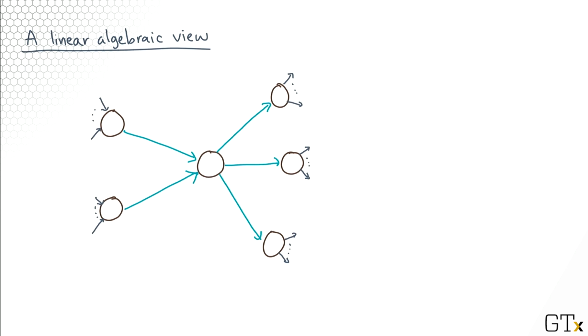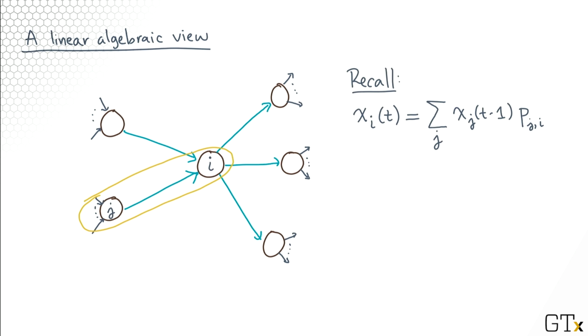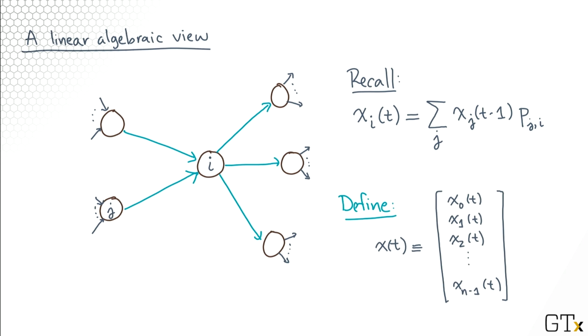Now recall the problem of a random surfer traversing a graph. The chance that he or she is on a given node i is given by this summation. For all nodes j that go to i, the product of x_j(t-1) and p_ji. Now let's consider the x_i(t) and x_j(t-1) to be variables. Define a column vector, x(t), whose entries are all the individual x_i(t) variables.